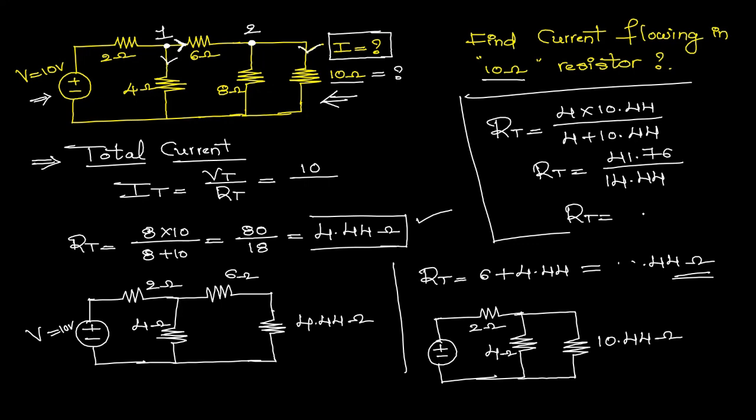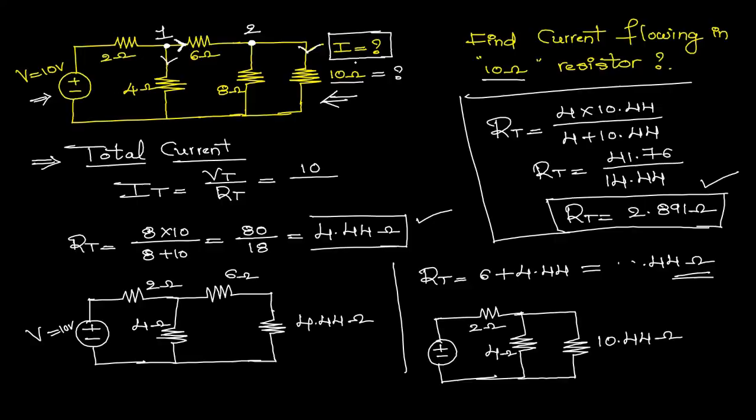Now if you simplify 41.76 divided by 14.44, it gives the value 2.891 ohms. Now this is the resultant resistance of the combination of what? The parallel connection of 4 ohms and 10.44 ohms. Instead of this parallel combination of 4 and 10.44, I am going to substitute this resultant value.